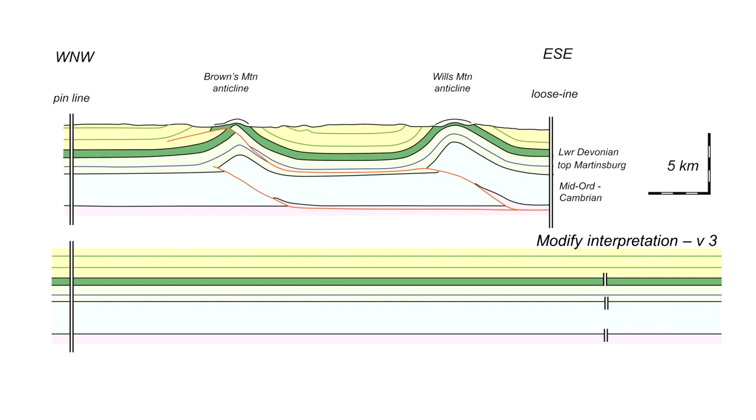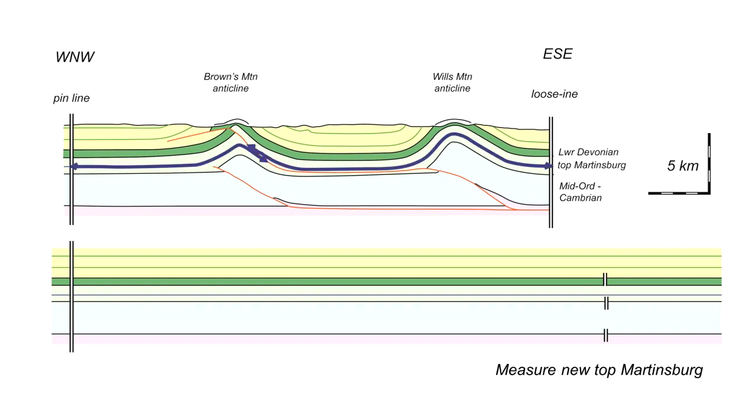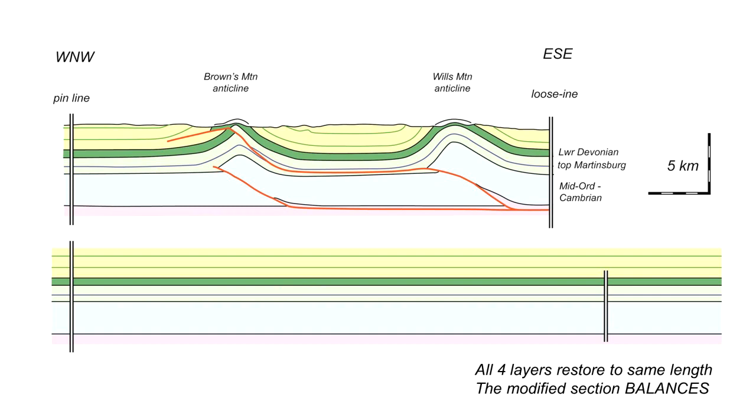Here's our revised interpretation. Let's measure it up and now restore it. So now, by changing the interpretation within the Browns Mountain anticline, we can complete an interpretation that fully restores, and all four horizons now have the same length. So this modified section balances. We can do a bit more now. We can actually show where those thrust trajectories plot on the restored section here.